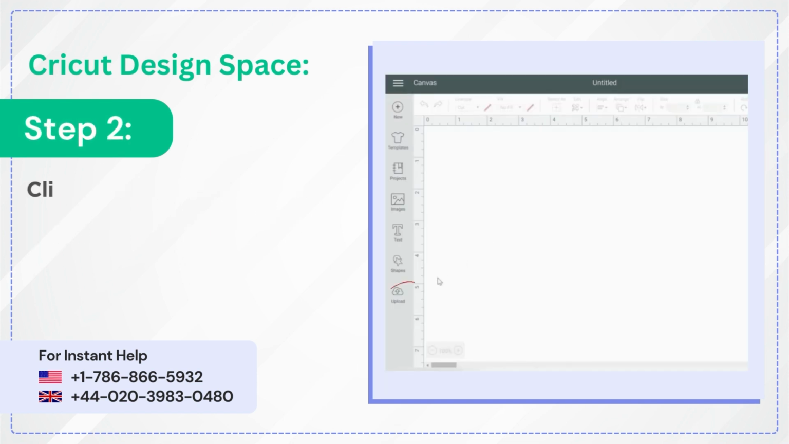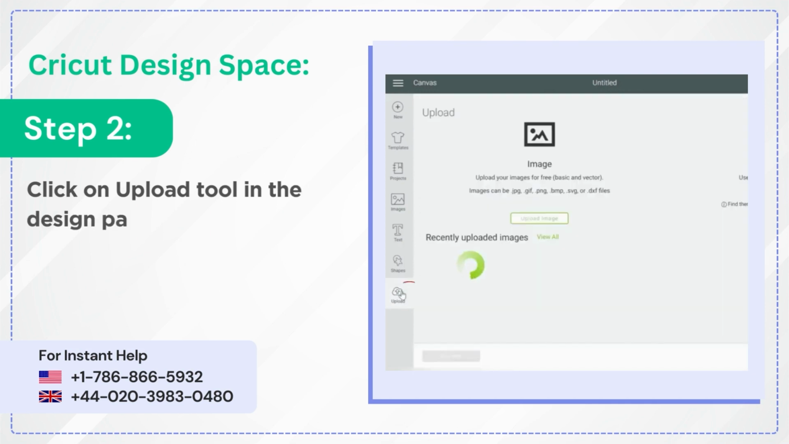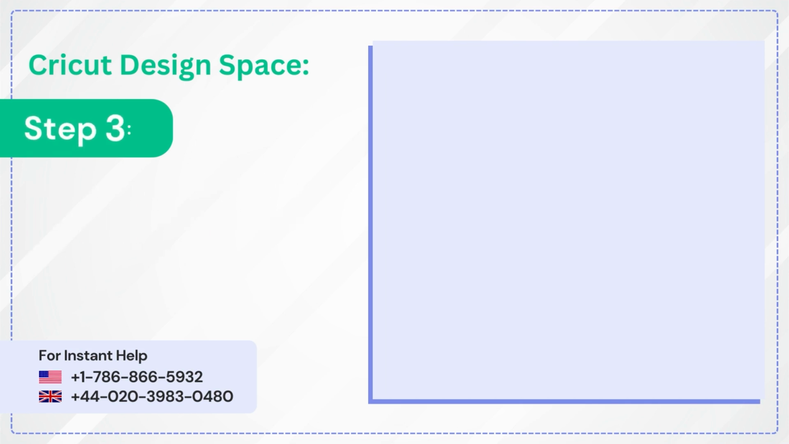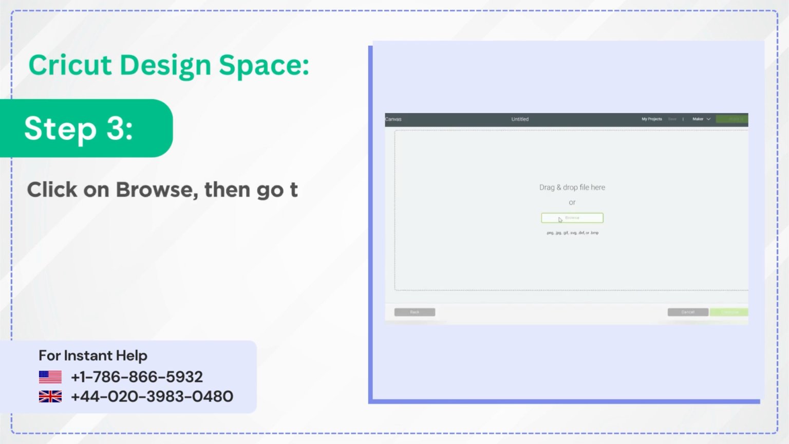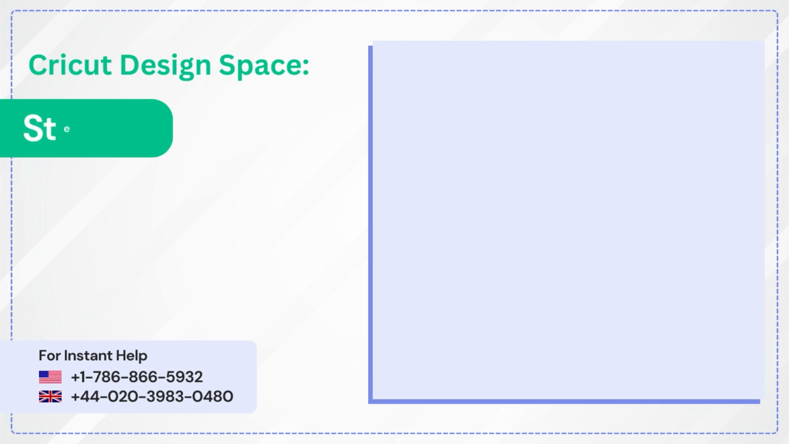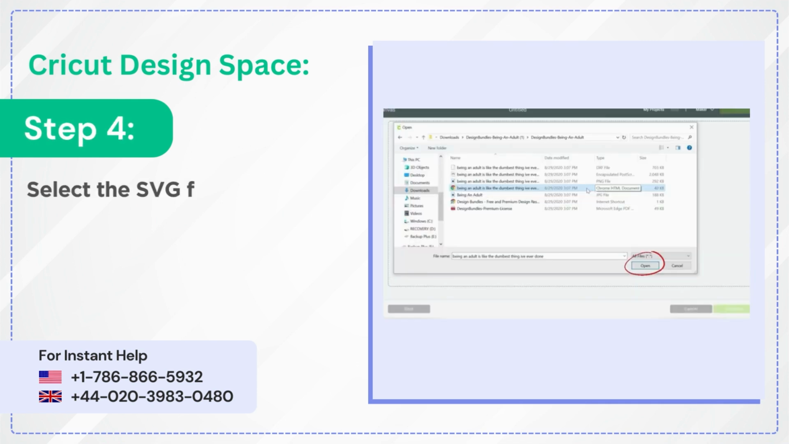Step 2. Click on Upload tool in the Design panel, then click on Upload Image. Step 3. Click on Browse, then go to the file where the document is saved. Step 4. Select the SVG file and click on Open, then click on Save.